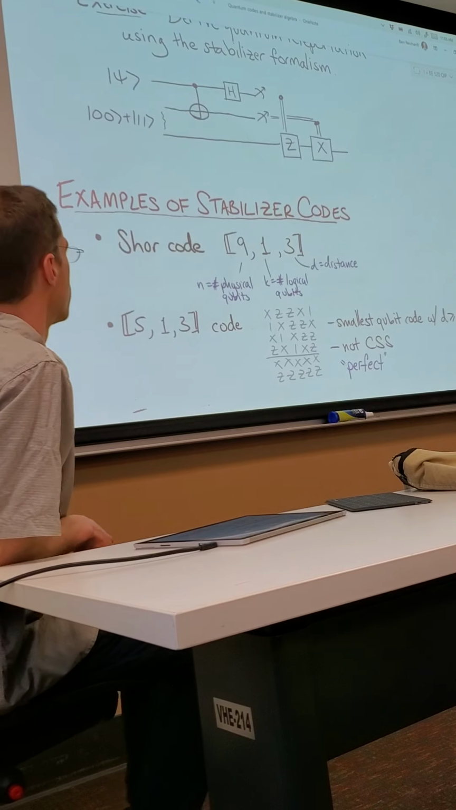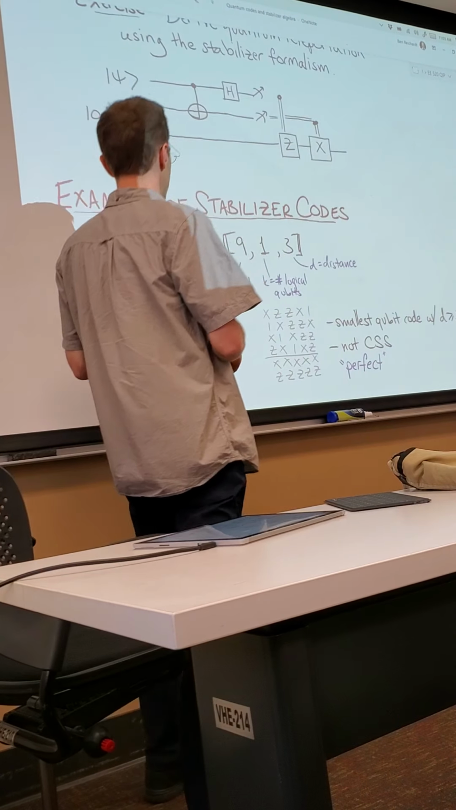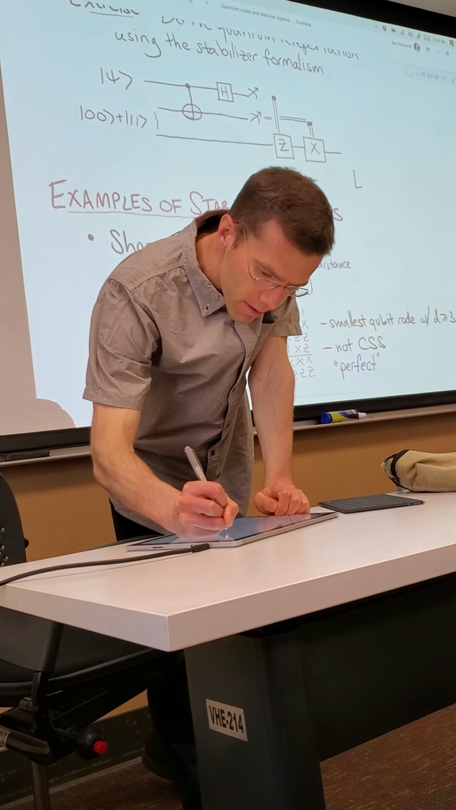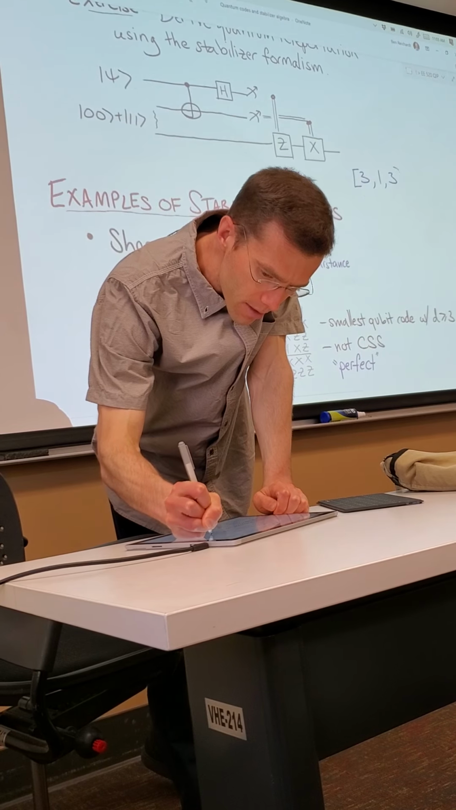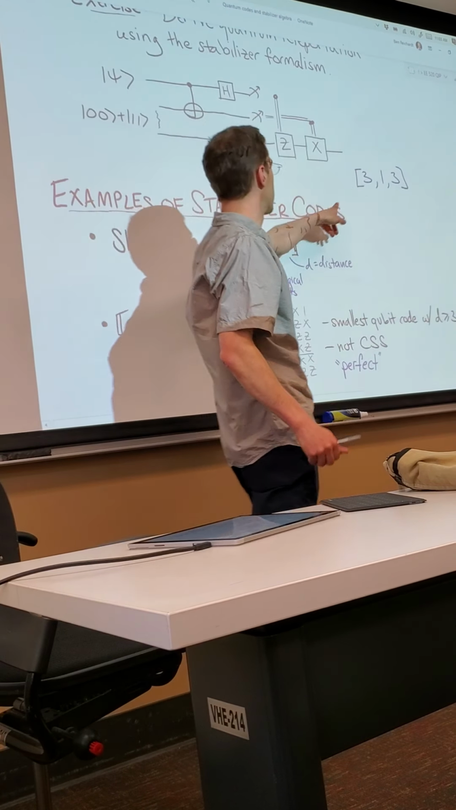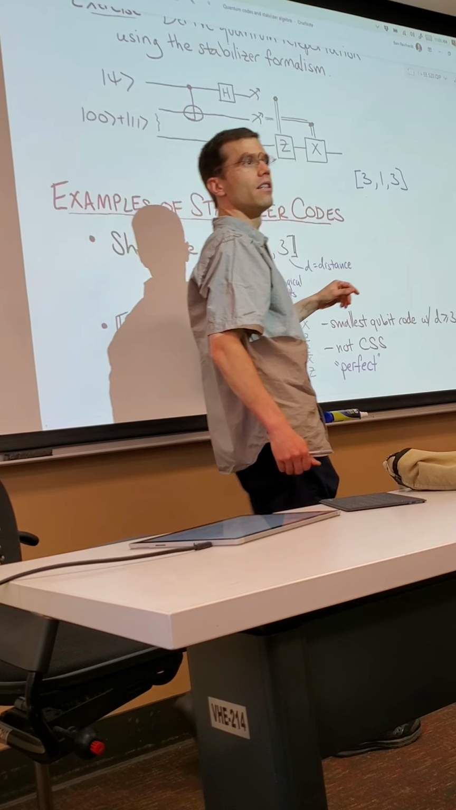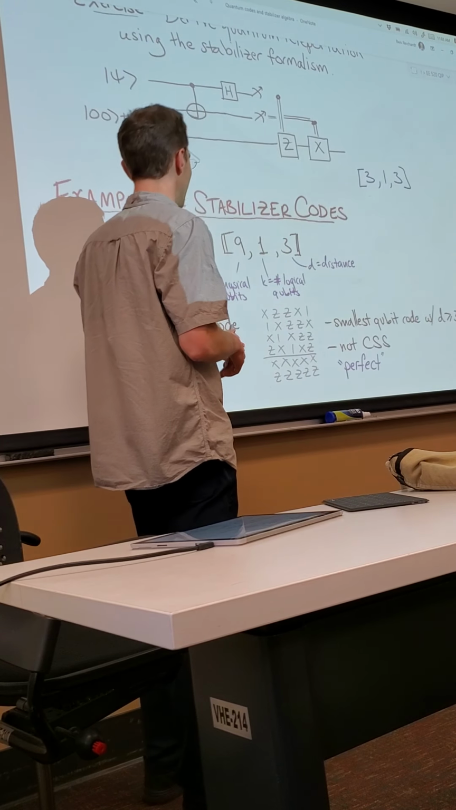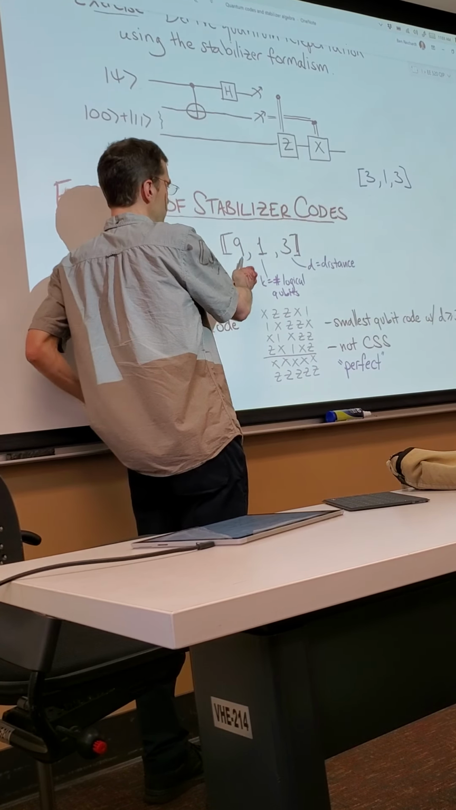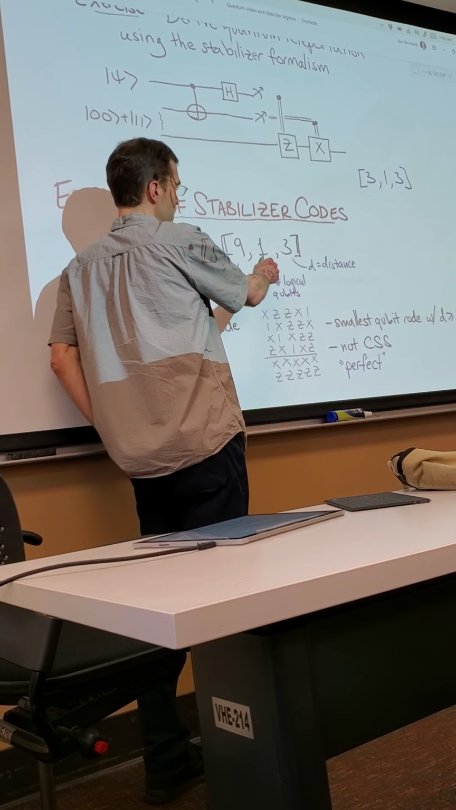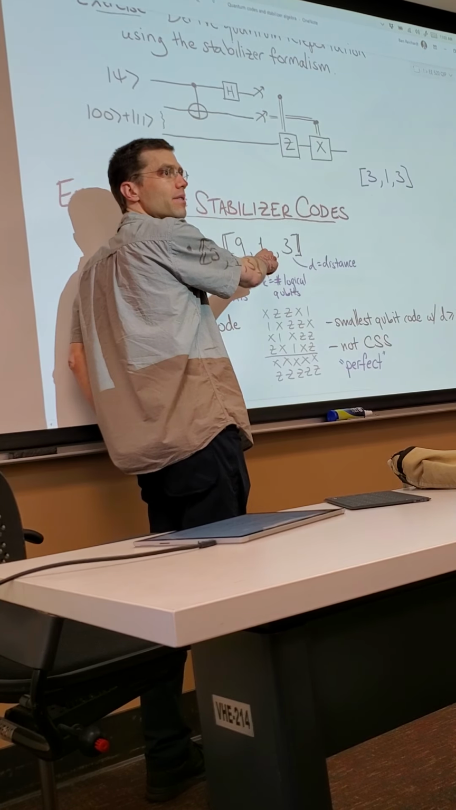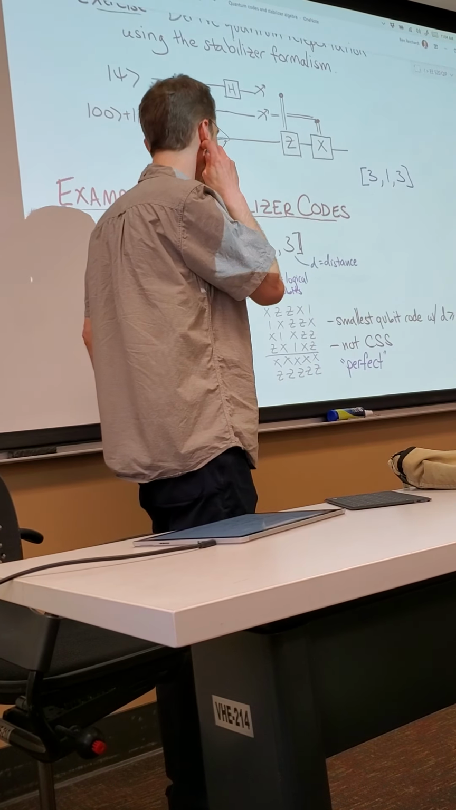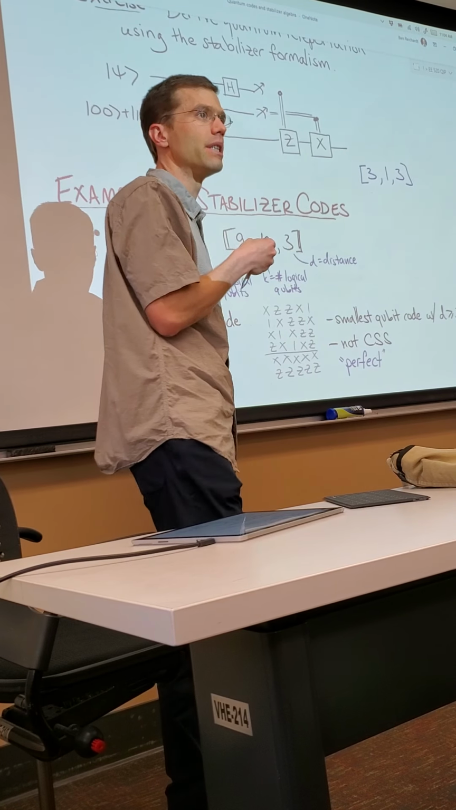So the 9-1-3 code. What these parameters mean is, first of all, a single bracket means a classical error correcting code. Double brackets means quantum, which is what we do. So double brackets, and then the first parameter is the number of physical qubits. The second parameter is the number of encoded qubits, and so the difference is the number of stabilizers. So this is 8 stabilizers. And the distance, it's the least weight of a non-trivial logical operator.